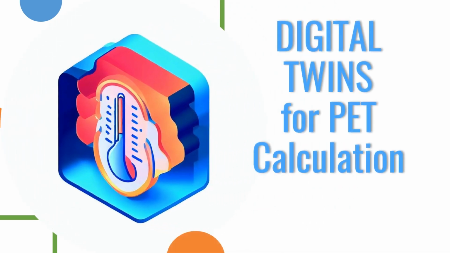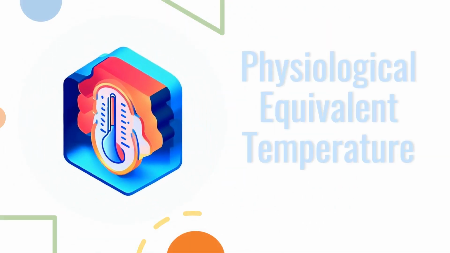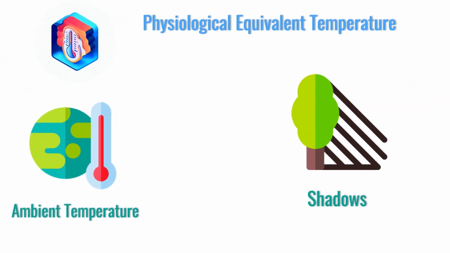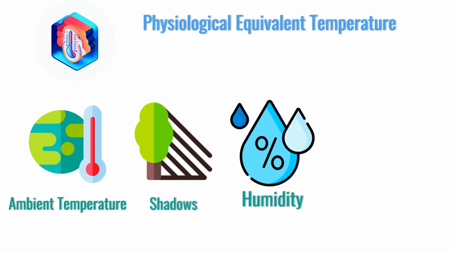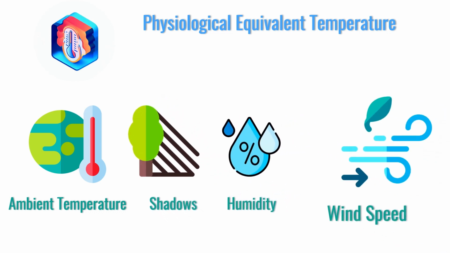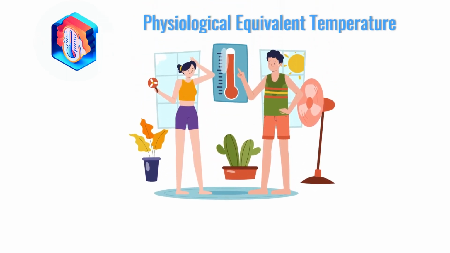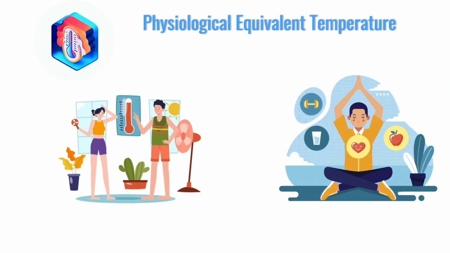Digital twins for PET calculation is a tool that allows you to calculate the physiological equivalent temperature, a metric that takes into account not just the ambient temperature, but also factors like shadows, humidity, wind speed, and solar radiation. This analysis enables you to understand the real impact of these environmental variables on human comfort and well-being.